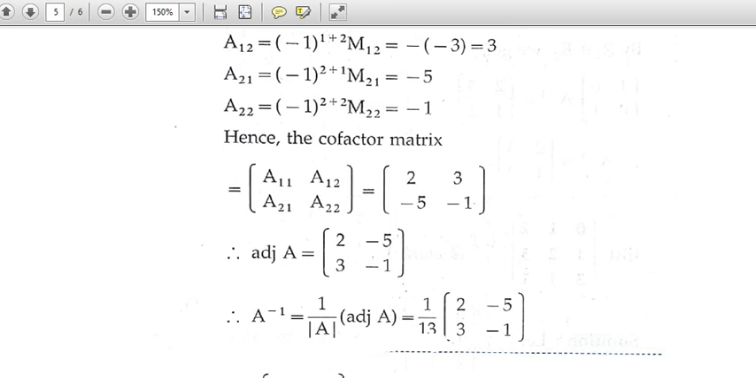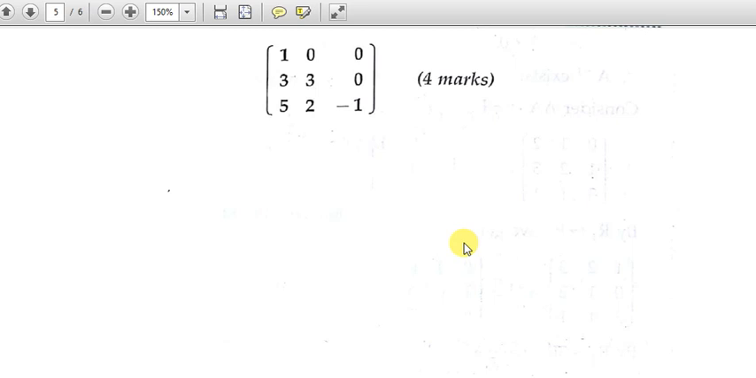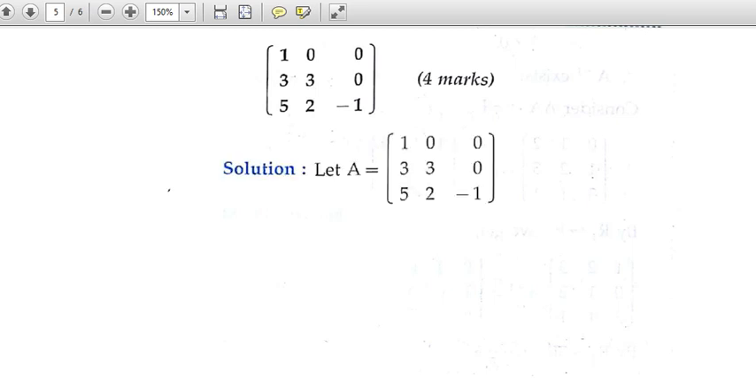We'll see one more example related to finding the inverse matrix of order 3 by 3. So the next example: the matrix having rows 1 0 0, 3 3 0, 5 2 minus 1. For the given matrix we have to find the inverse matrix by using the adjoint method. So let's begin with the solution. Let A be the given matrix 1 0 0, 3 3 0, 5 2 minus 1.